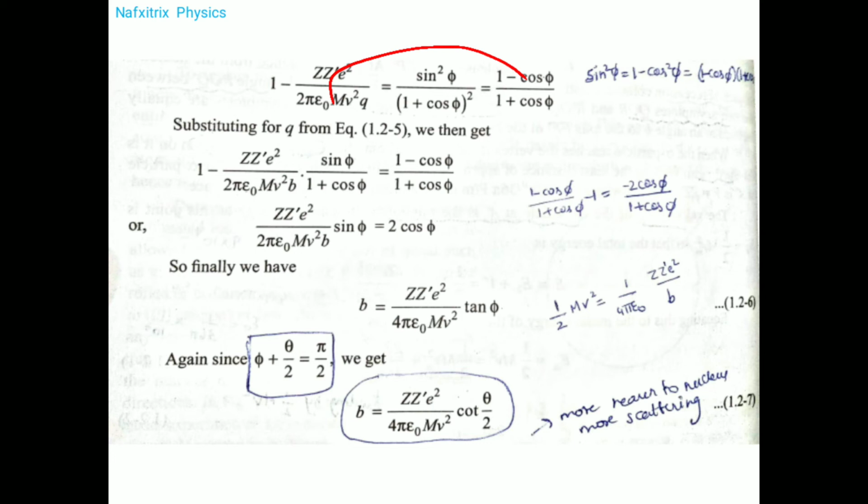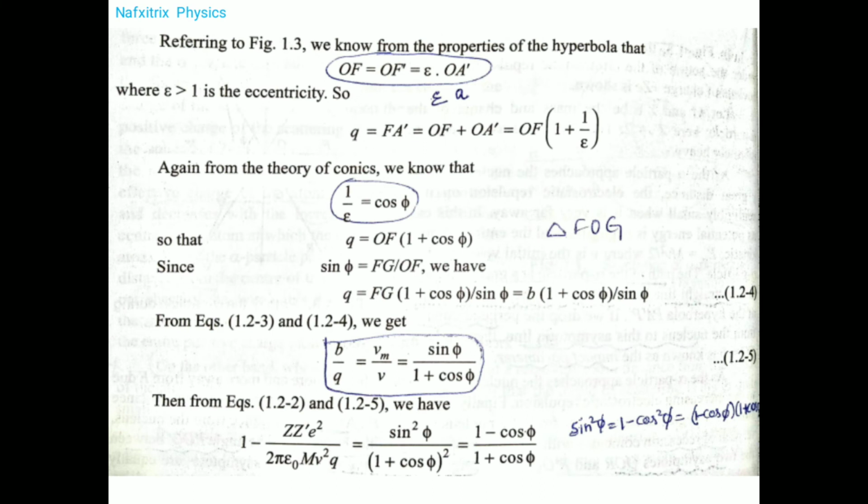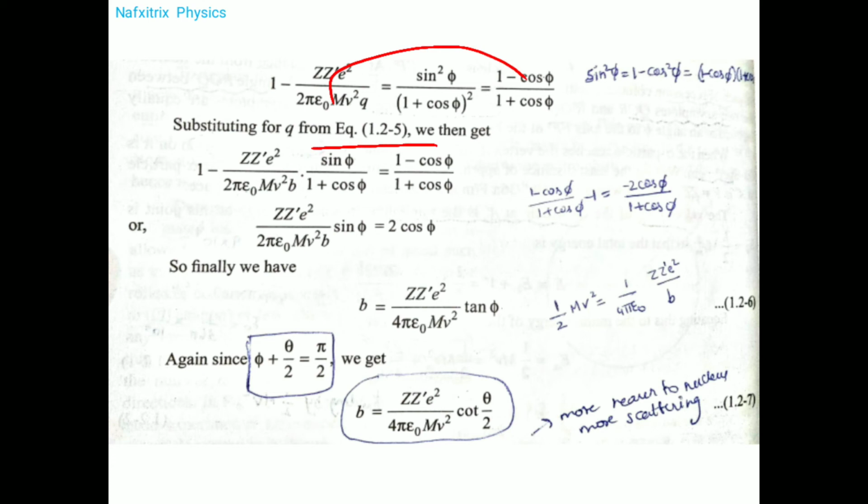Here we can see, substituting for q from 1.25. If we send this q to that side, q is b into 1 plus cos phi divided by sin phi. So in the place of q, b into 1 plus cos phi divided by sin phi, that one we need to place. So that one we have placed here.